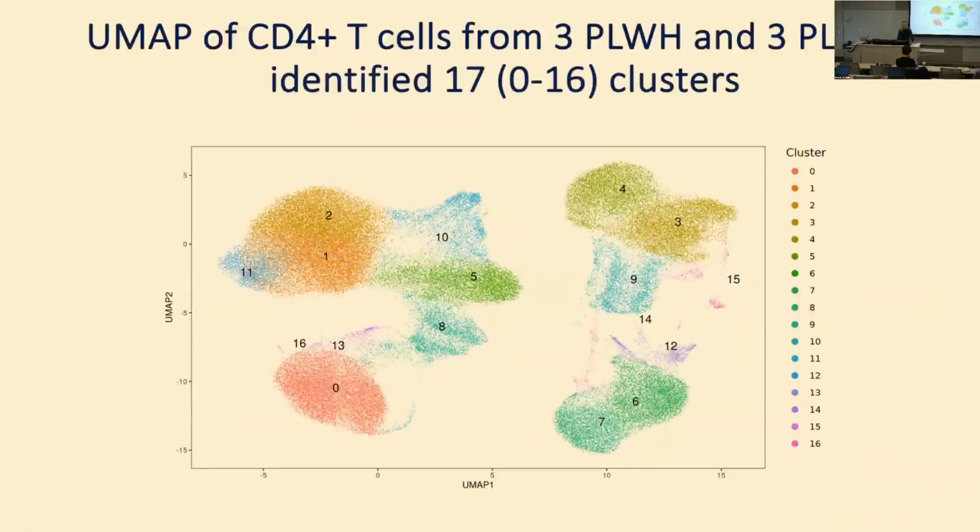What we did is we took cells from three people living without HIV and three people living with HIV. We mixed all of the cells together and they all were sequenced. In a tube, which I showed you in the lab, we stained 1 million cells. But when we sent it for special sequencing, they only sequenced 10,000 cells.